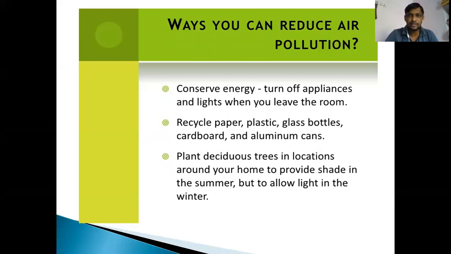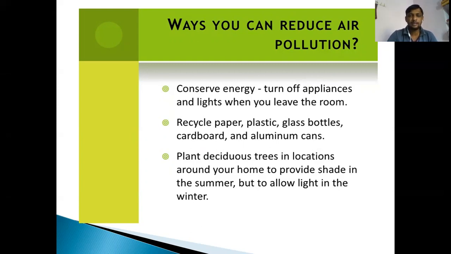So how can we reduce air pollution? First one is conserve energy. That is, turn off appliances and lights when you leave the room. That means don't leave the electrical appliances, lights, fans or TVs on. If they are on, so much thermal energy or hydel energy is being used, so if you turn them off, we don't use it. And next is recycle paper, plastic, glass bottles, cardboard, and aluminum cans. If you recycle and reuse them, then we can reduce air pollution.